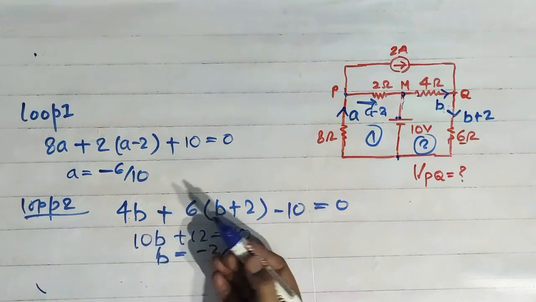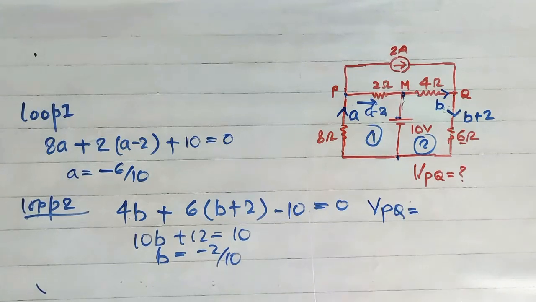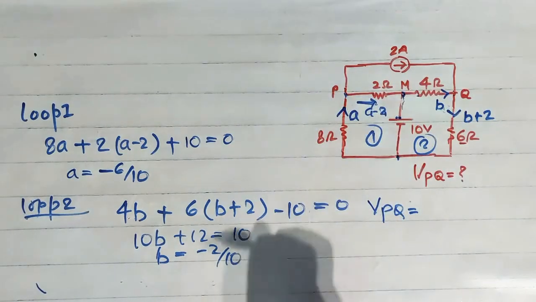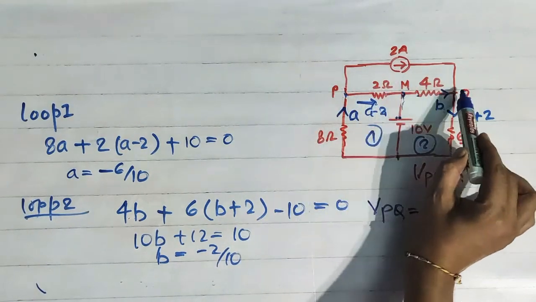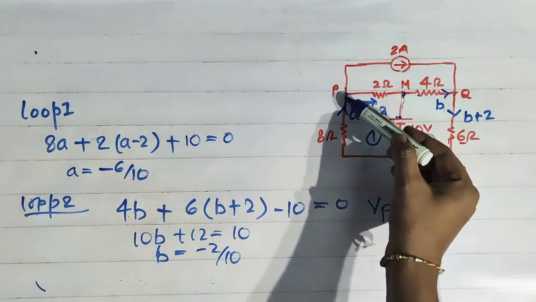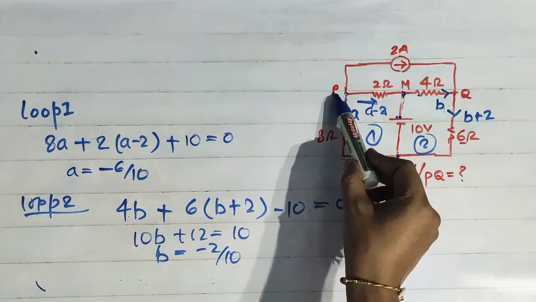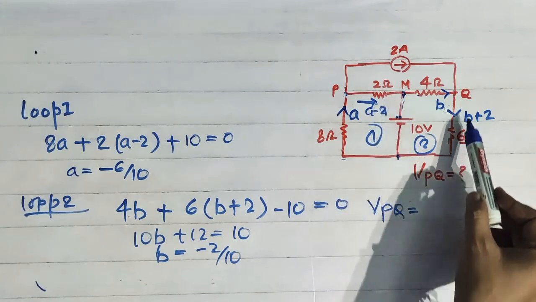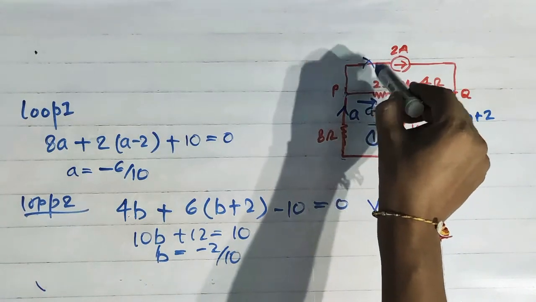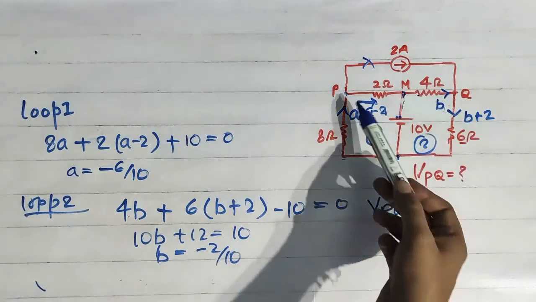Is it visible to you or not? It is visible here. Okay, so to find VPQ we have to move from P to Q. We can move from P to Q in three ways. We can move from P to Q from here, through this path also, and through this path also. We cannot move through this path because here it is a current source. So we take this path, because this is short.